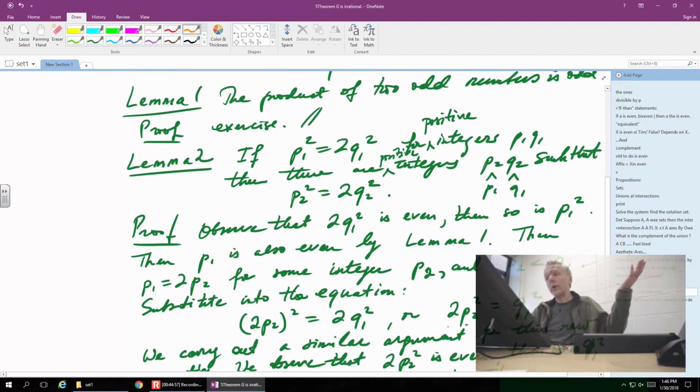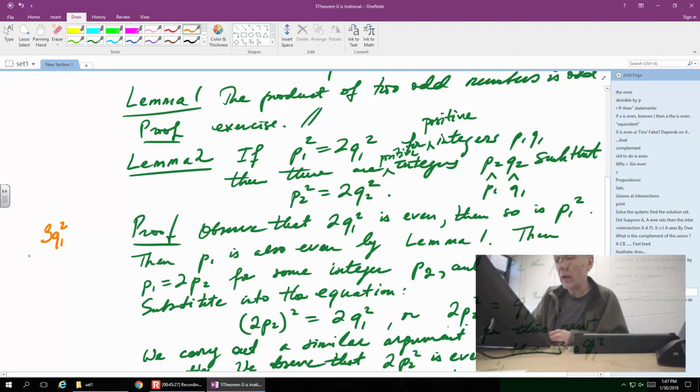So anyway, we want to do the same procedure. We want to divide by 3. Instead of speaking of that number being even, 3Q1 squared is divisible by 3, which means that the other side is also divisible by 3. P1 squared is divisible by 3. And then by lemma 1, I want to conclude that P1 is also divisible by 3, and that's why I want lemma 1 the way I put it.